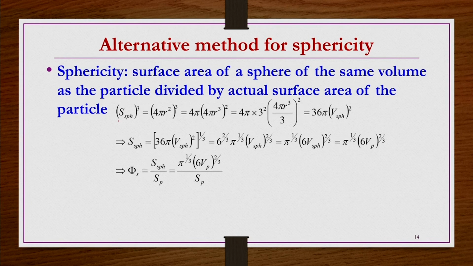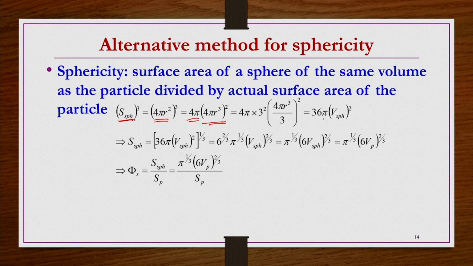Let us say you have the surface area of the sphere as 4 pi r square. Now, you cube both sides. So, the surface area of the spherical particle whole cube equals (4 pi r square) whole cube. Now, you take 4 pi common. Then you have 4 pi into (4 pi r cube) whole square. This is how you can write the same thing. Now, you multiply and divide by 9. Then you have 4 pi into 3 square divided by (4 pi r cube by 3) whole square.